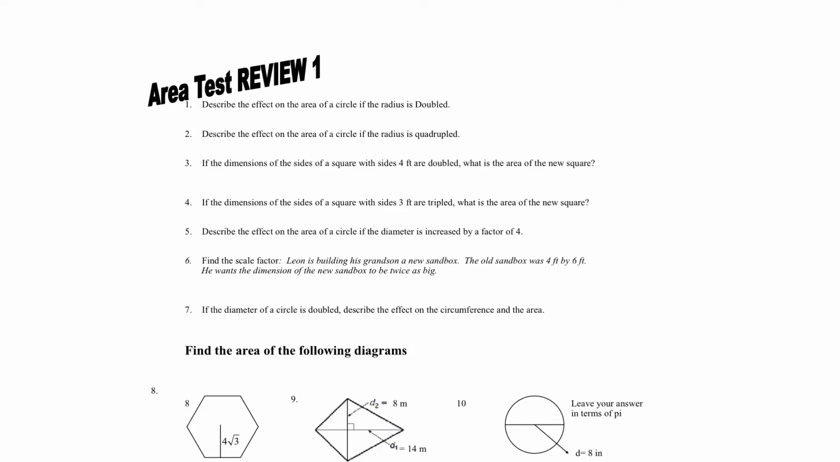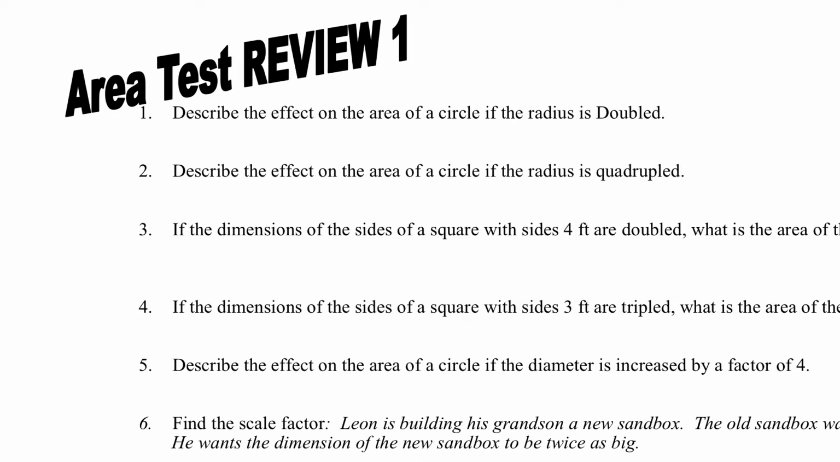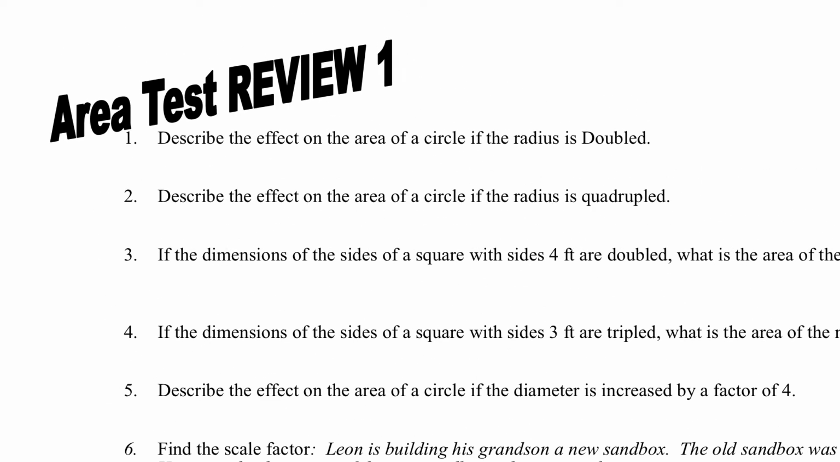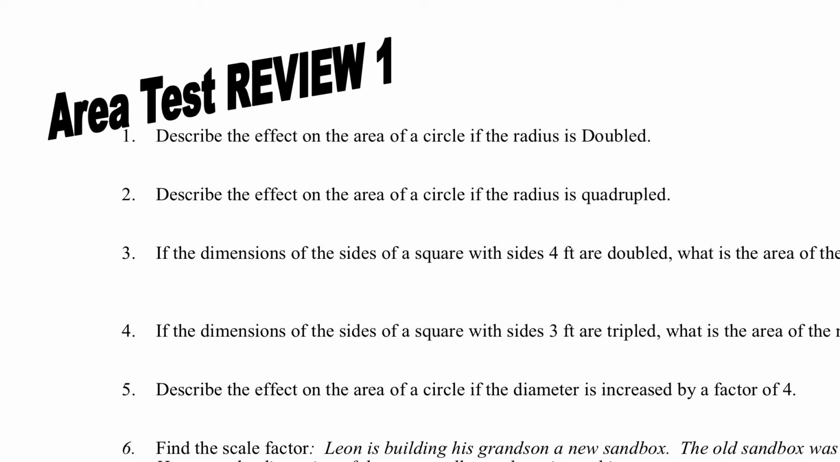Okay, so let's go ahead and look at your review here. I'm going to get you started on it, then I'm going to let you work on some of them. So, number 1, it says, describe the effect on the area of the circle if the radius is doubled. Okay, so remember this. We talked about this on Monday, but you got to remember we're talking about area here.